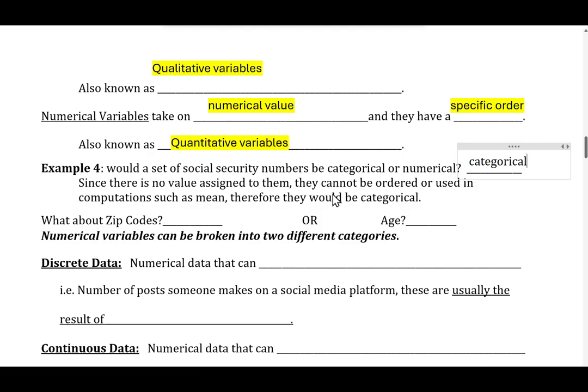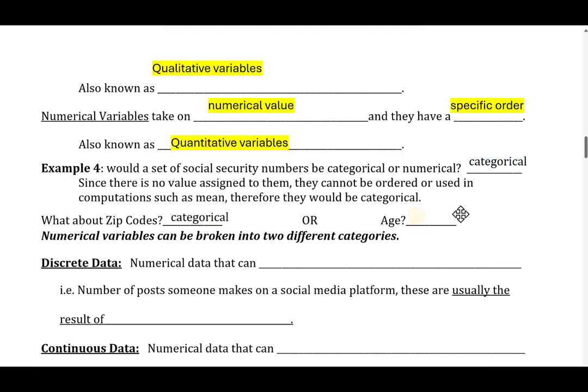Since there's no value assigned to them, they cannot be ordered or used in computations such as mean, therefore they would be categorical. What about zip codes? Well, again, basically the same explanation. Since our zip codes are not arranged in any specific order, they are not numerical.